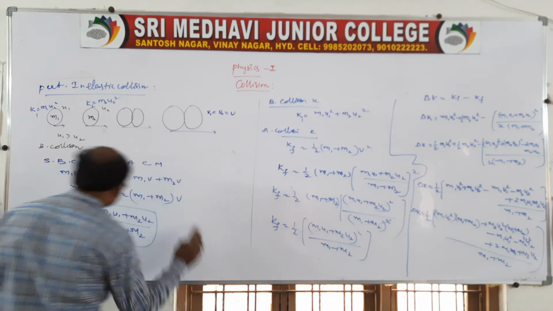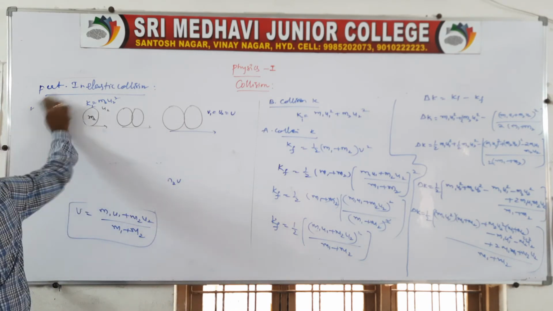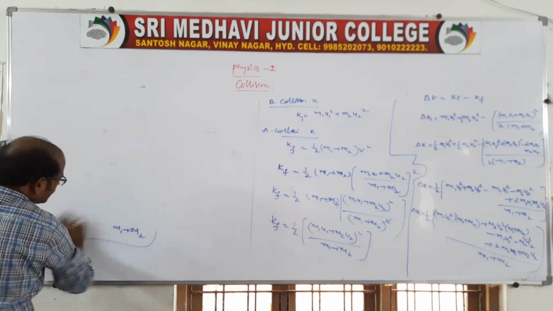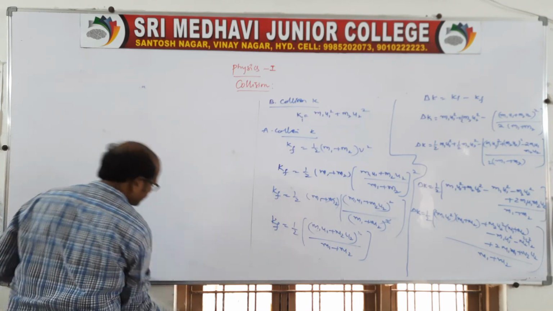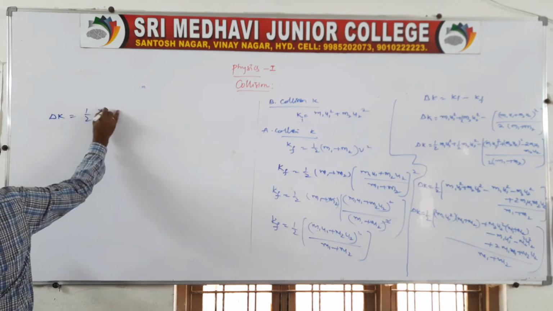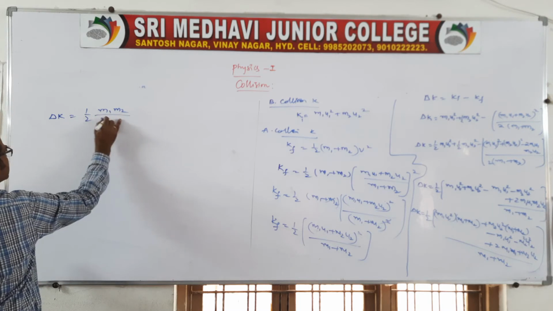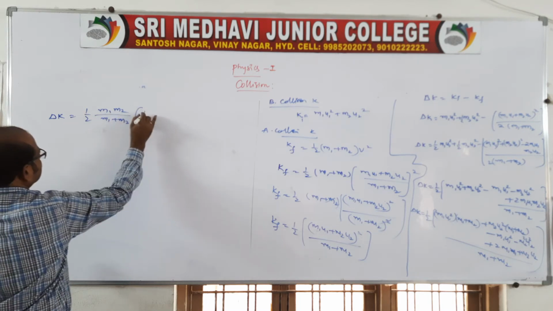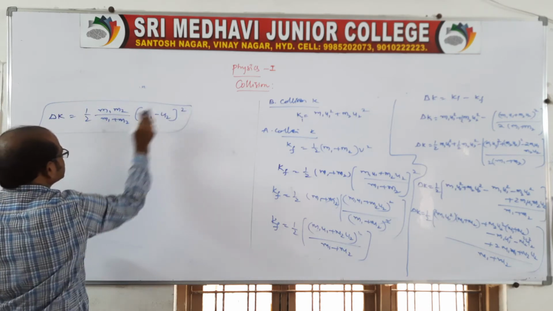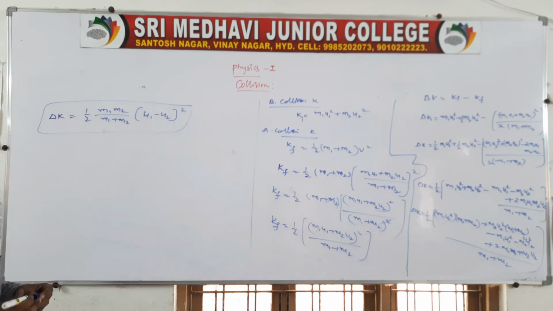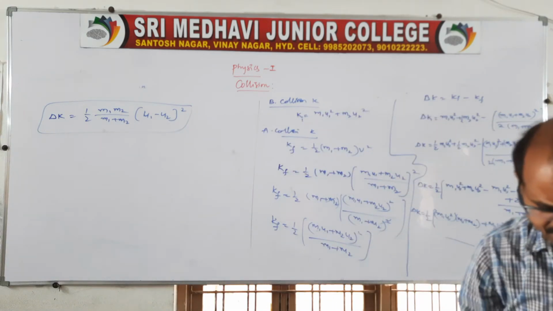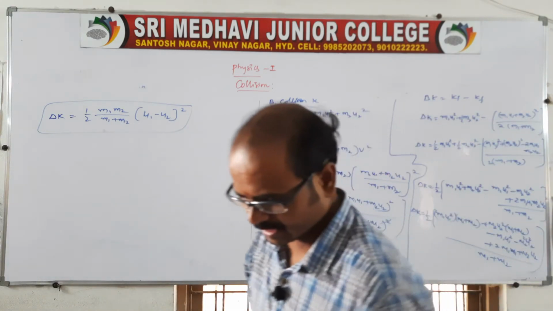After this simplification, there is a loss in kinetic energy in the case of a perfectly inelastic collision. After simplification, it is 1 by 2 m1 m2 by m1 plus m2 into u1 minus u2 whole square. Once you check the previous expression, there is one more term, 1 minus e square, that is all. So this is the derivation regarding loss in kinetic energy.